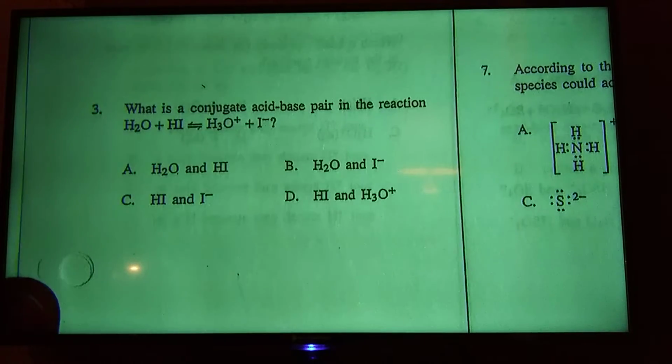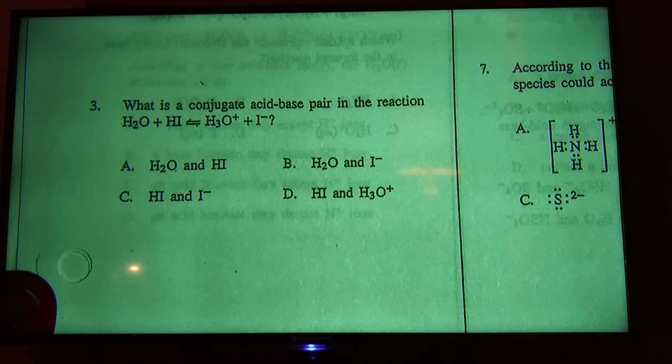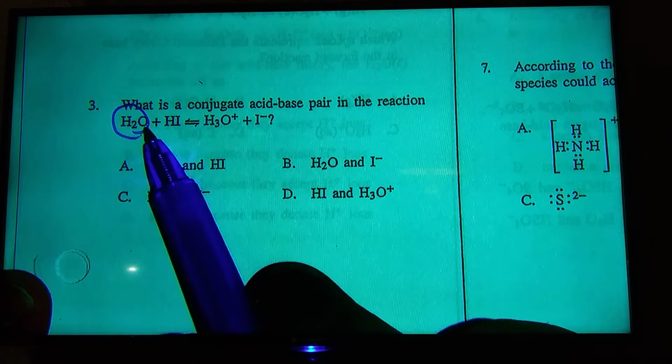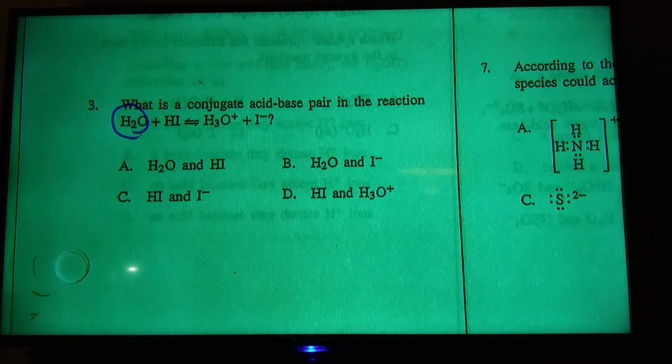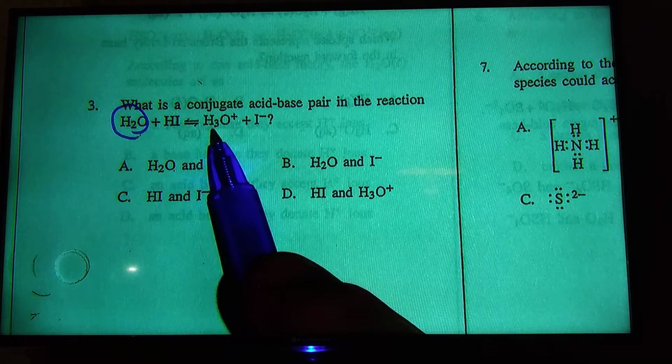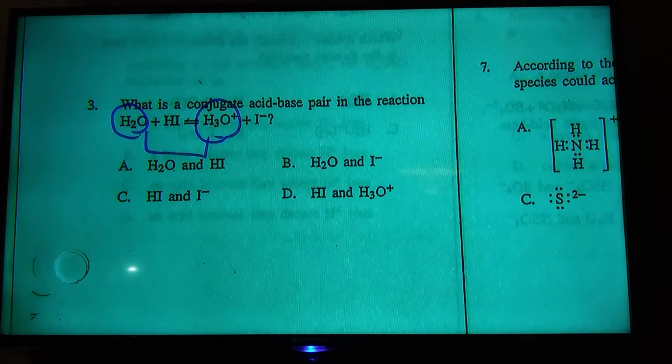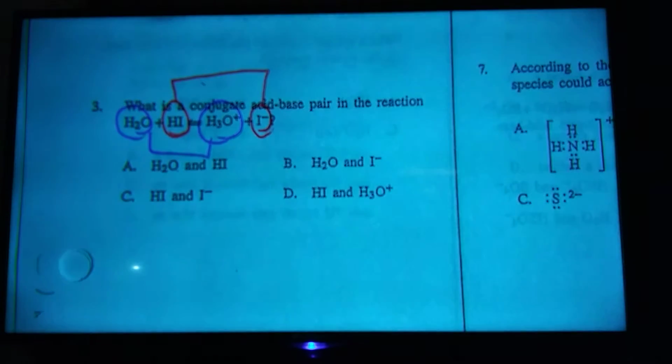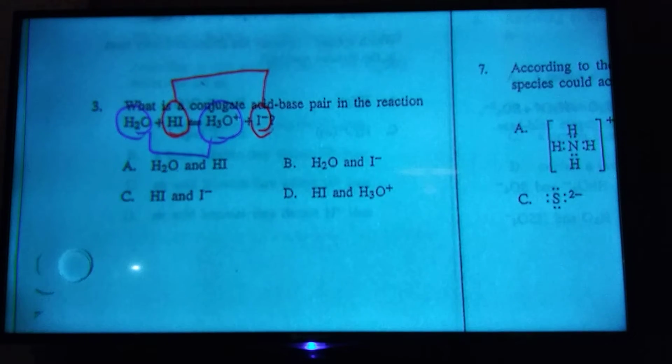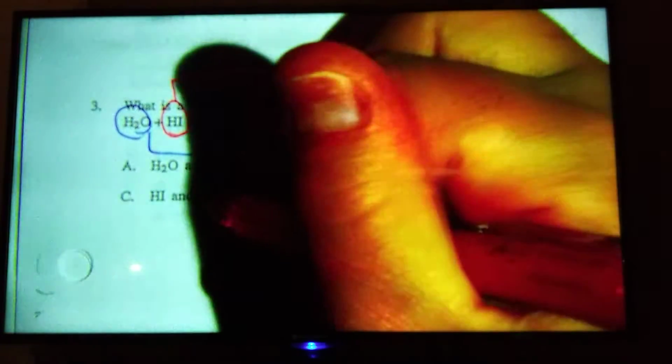Number 3, what is a conjugate acid-base pair in the reaction? So again, figure out which two are most similar. So you have H2O, most similar to what on the product side? H2O is most similar to, right there, H3O. It's a difference of one H. Those two are paired up together. The other ones, HI is most similar to I. So those are the two pairs. The two blues are a pair, the two reds are a pair. Best answer, HI and I. Choice C.